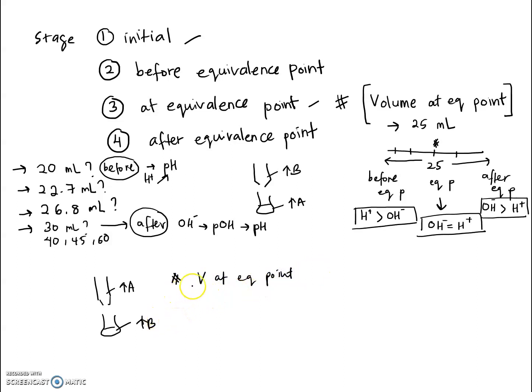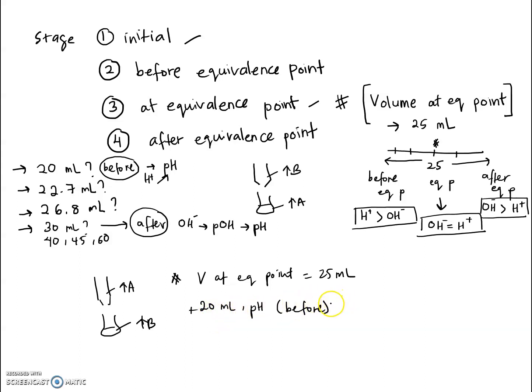Okay, so for example, the volume at equivalence point is 25 ml. If the addition is 20 ml, what is the pH? The stage is before. After you calculate the volume at equivalence point, if the question asks you, after addition of 20 ml, what is the stage? That's not mentioned, so you have to know by yourself. So it is before equivalence point.